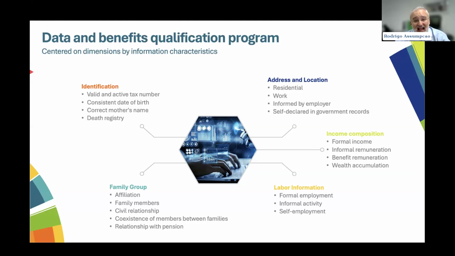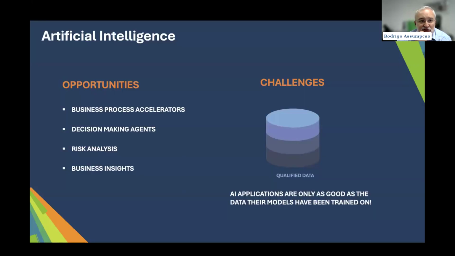And now we're trying to put AI on this stack to organize these actions. The opportunities are business process accelerators, decision-making agents, and I totally agree with the previous speaker that was talking about the enormous potential of AI agents, risk analysis, and business insights. So the key thing to all of that, in our perception, is qualified data. AI applications are only as good as the data the models have been trained on.